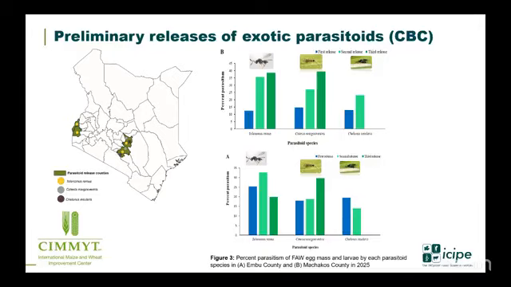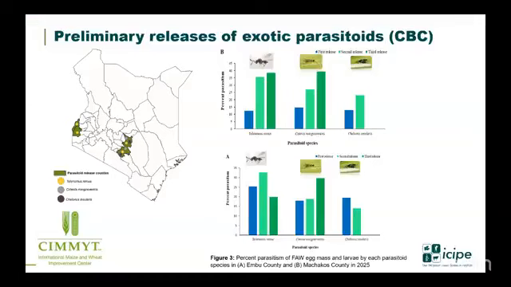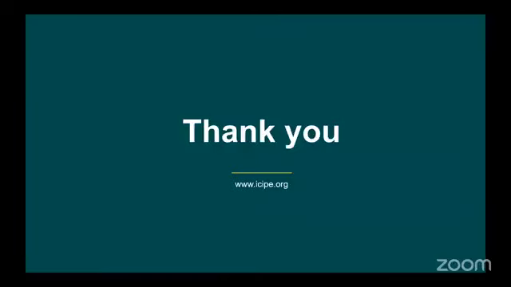Then we did the assessment after the first release and after the second release, and as you can see, parasitism is increasing, but this is still just preliminary, and the releases we have done need to continue. We have just done a few releases, but they need to continue if we are to have an impactful suppression of fall armyworm. And I think there's so much we can do together. And with that, I want to stop here. Over to you, Chairman.